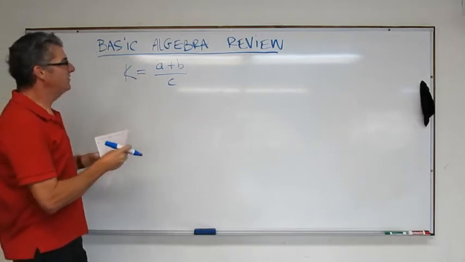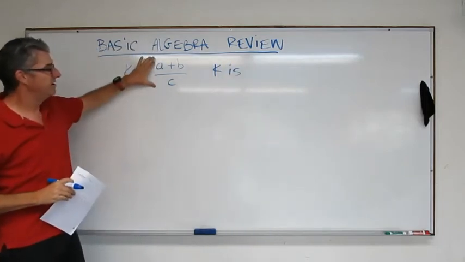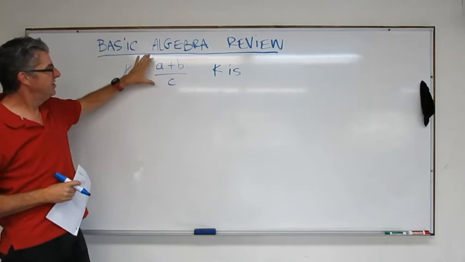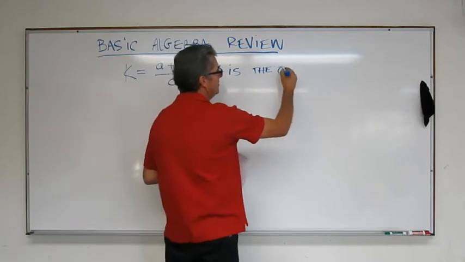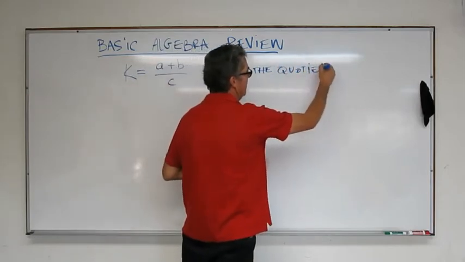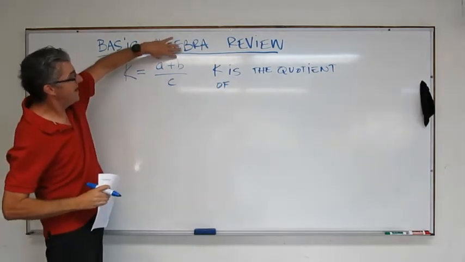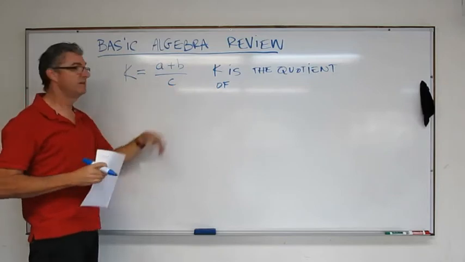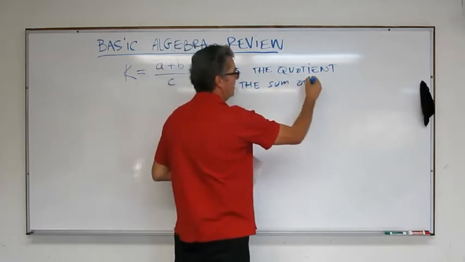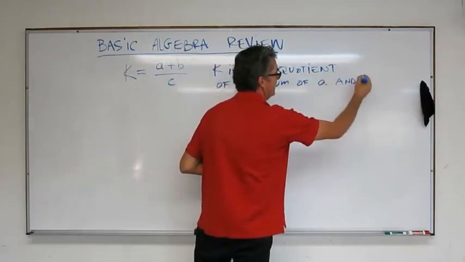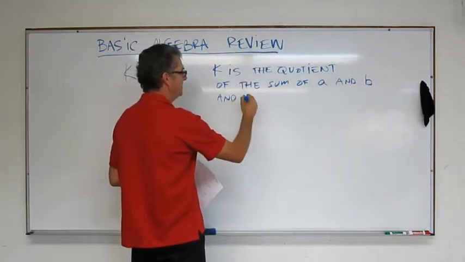So k equals is the same as saying k is, and what do we have here? We have a quotient. Whenever you have a fraction, you have a quotient. So k is the quotient, now what's our quotient? It's the sum of A and B and C. So of the sum of A and B and C. Okay?